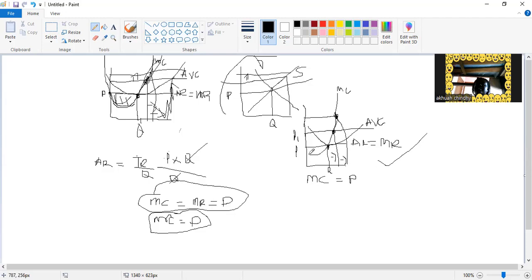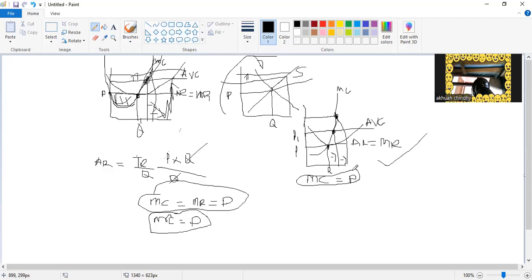So this part is not part. Okay. Yes, this part is not part. Okay. So the first condition is that MC is equal to MR. We are talking about average variable cost. That one also has a condition here.